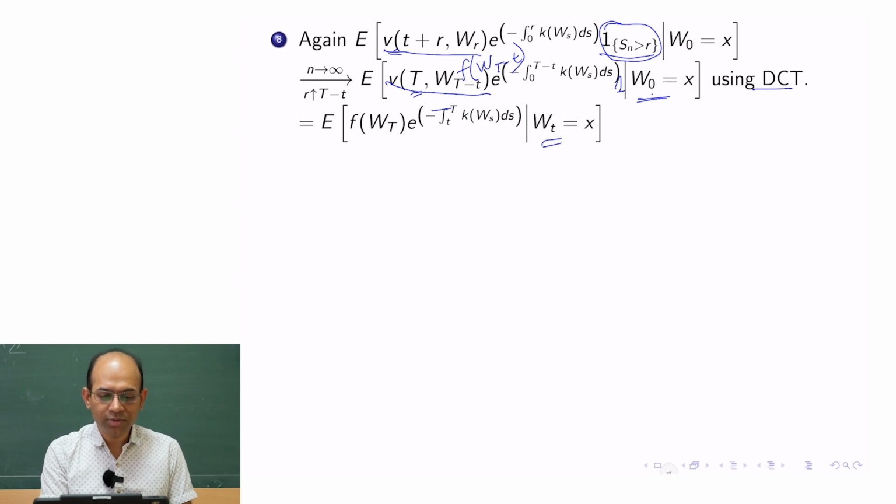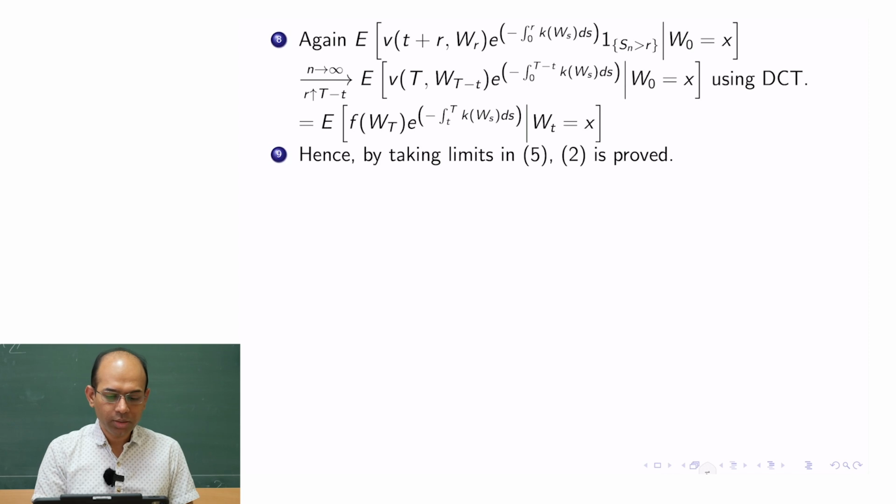Then everywhere, wherever your capital T minus small t was there, it would be capital T itself. And the integration from 0 to capital T minus t is now becoming integration from minus small t to capital T. Okay, so we get this expression now. Hence, by taking limits in the bullet 5.